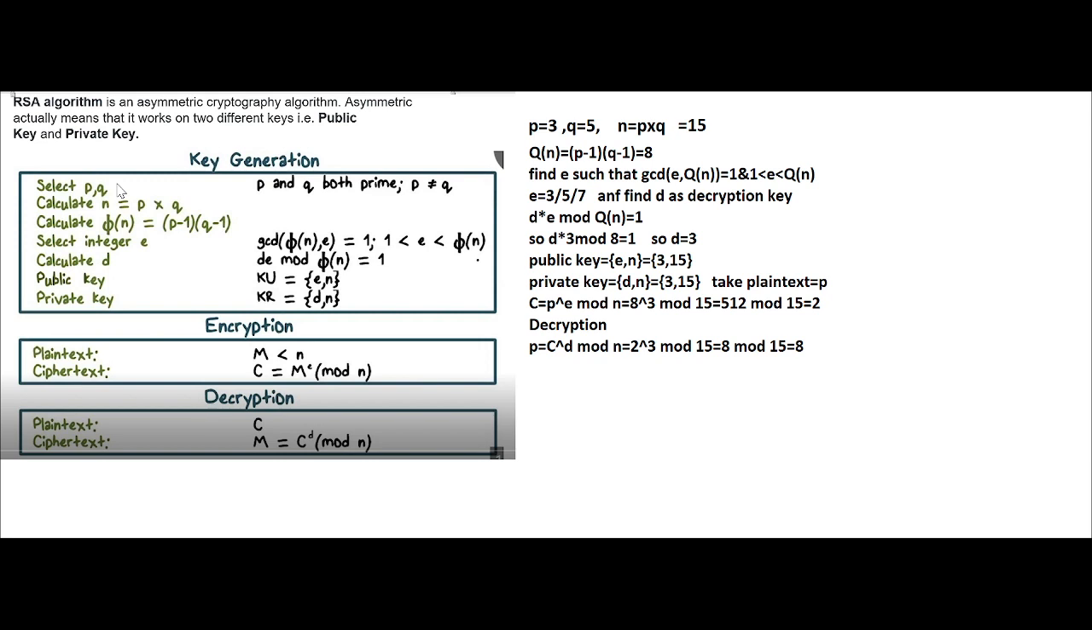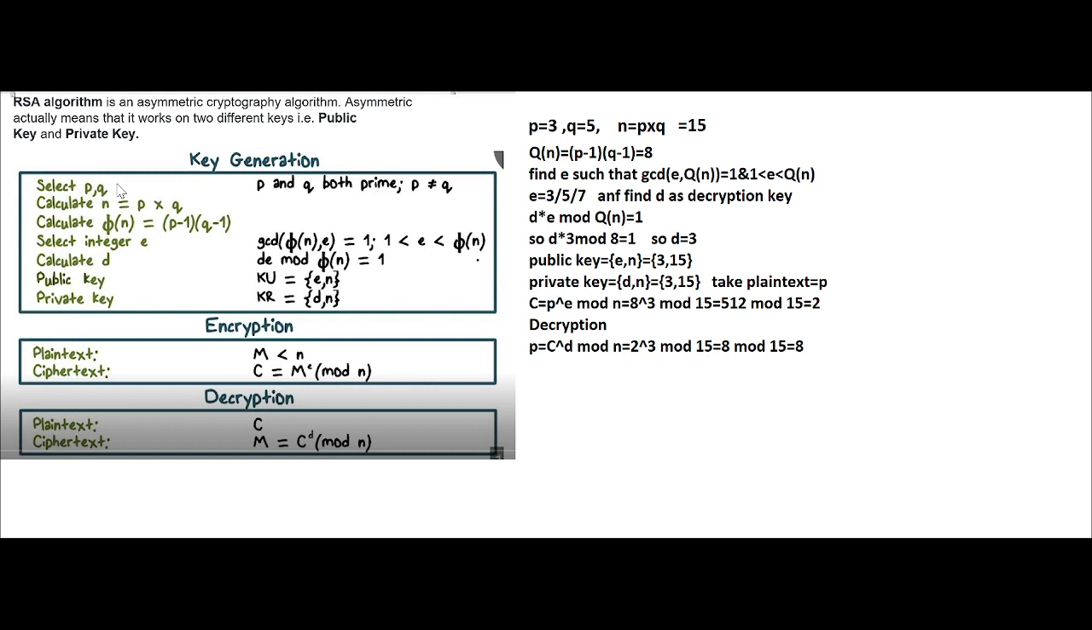Now, cryptography is basically of two types. One is symmetric, another is asymmetric. In the case of symmetric, only one key is there to encrypt and decrypt, that is the secret key. Another one is asymmetric, where there are two keys, public key and private key. The public key is used for encryption and the private key is used for decryption.